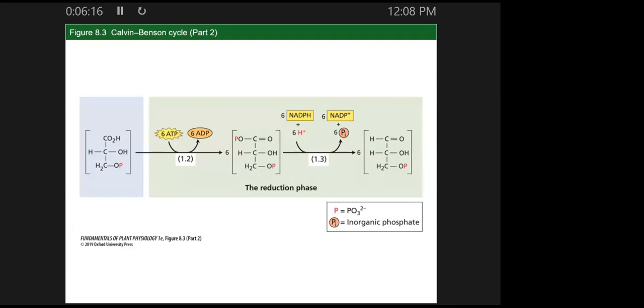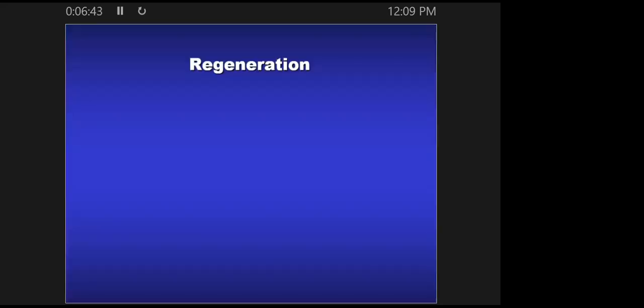Now that G3P, we're going to see we need to get enough of those put together to make more RuBP. RuBP is 5 carbons. G3P is only 3 carbons. So you can tell we're going to have some reactions to think about in the regeneration phase so that we can make more of that 5 carbon RuBP.